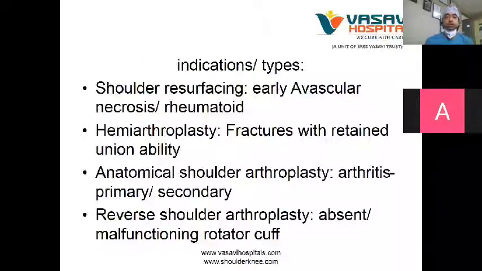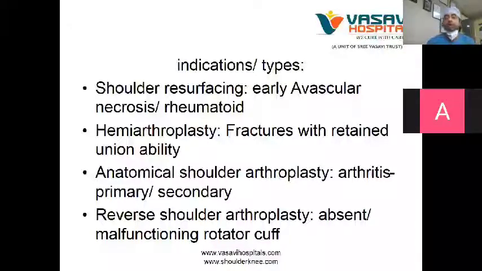Right. So, indications or types. The shoulder is a very versatile joint. It is not like the hip or the knee. For the knee, obviously, we have only one type of knee replacement and a partial replacement. For the hip, obviously we have a hemiarthroplasty and total hip arthroplasty, and sometimes hip resurfacing as well.